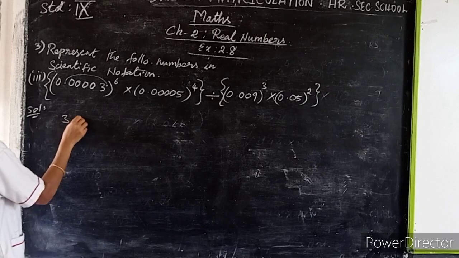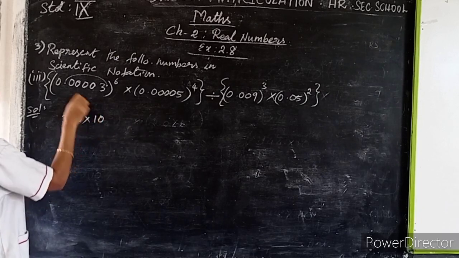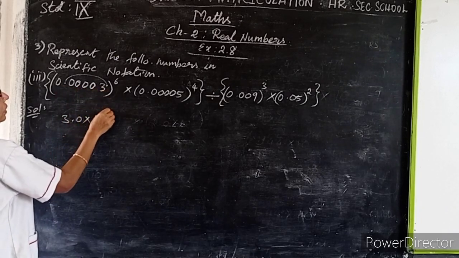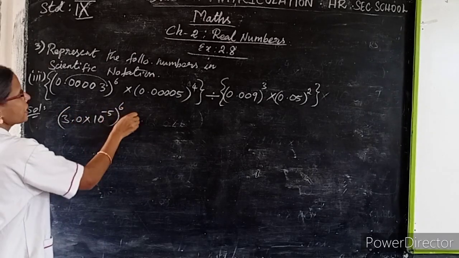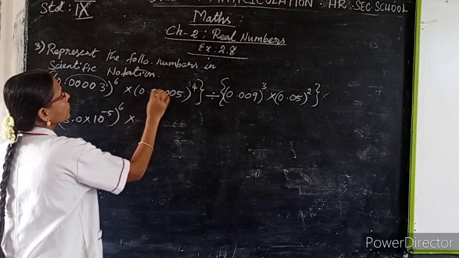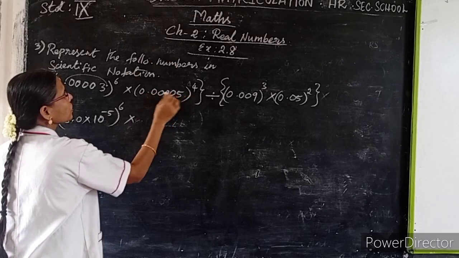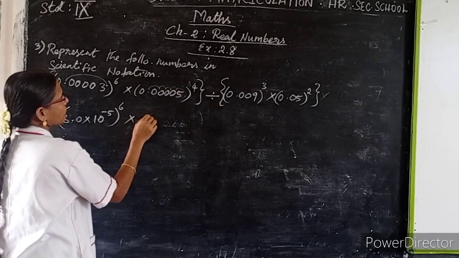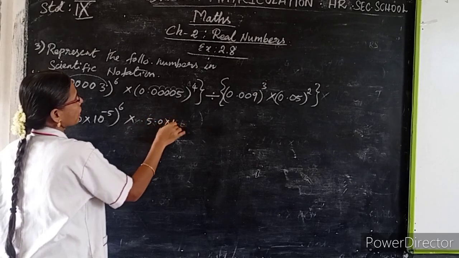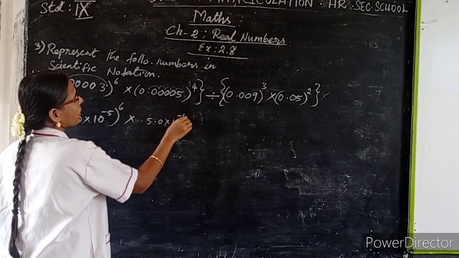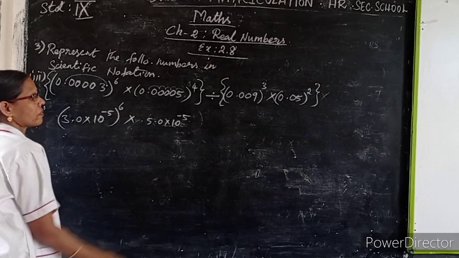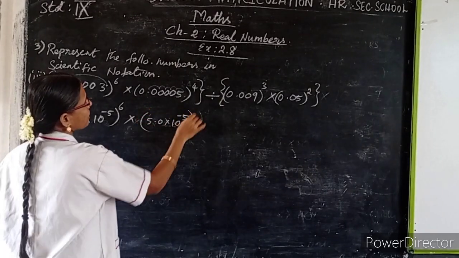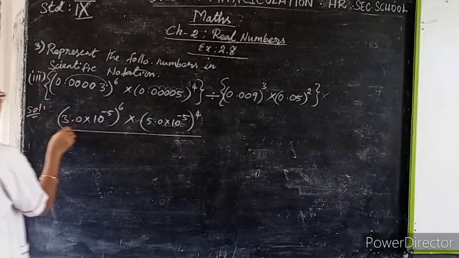So 3.0 into 10 to the power minus 5 whole power 6 into here also. Want to move the decimal point from here to here. How many places? 1, 2, 3, 4, 5. So 5.0 into 10 to the power minus 5. Because right side only we are moving. So minus 1 divided by.